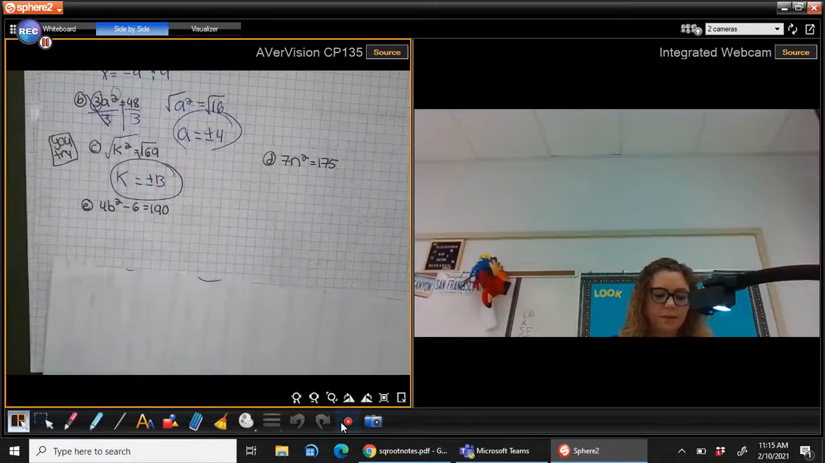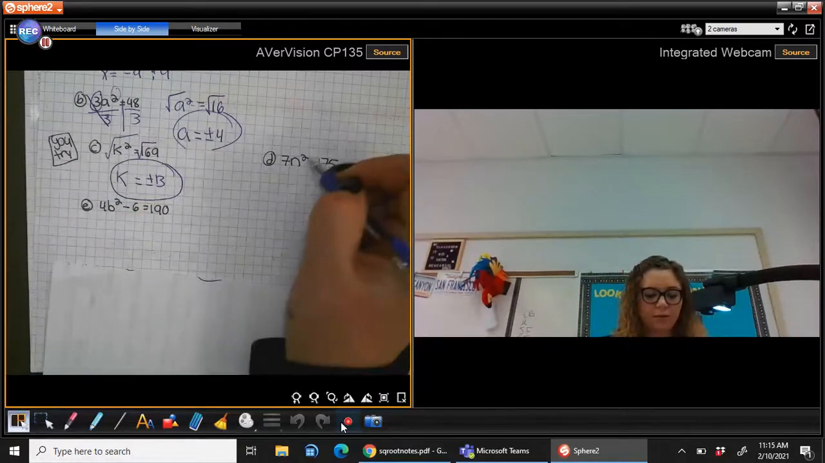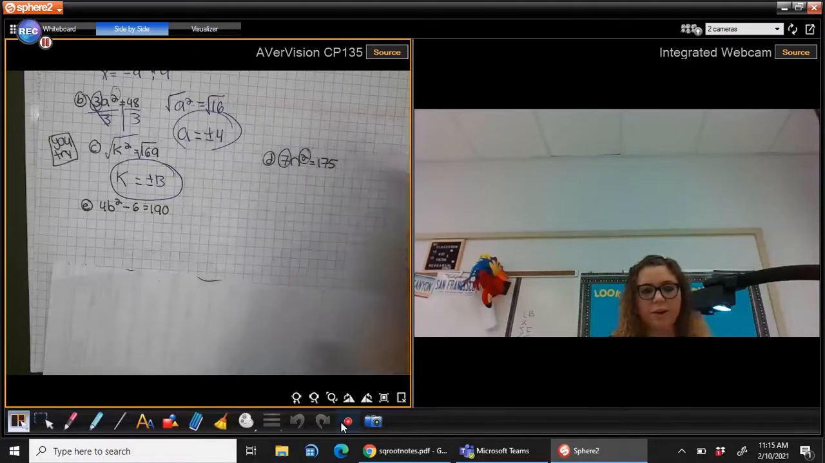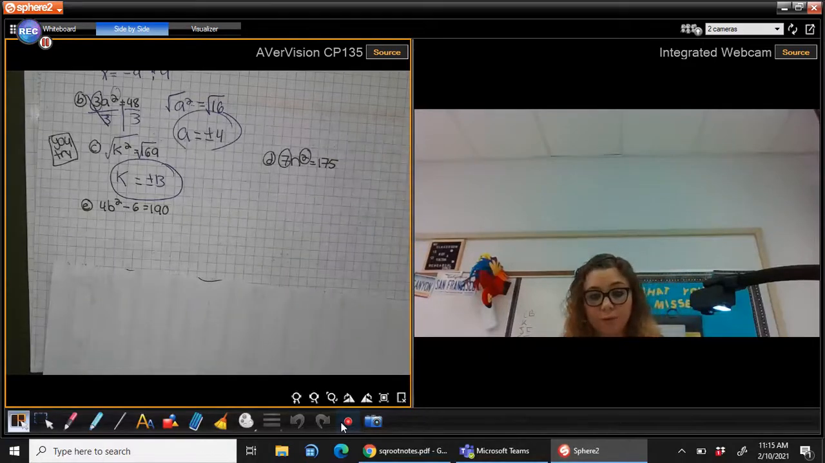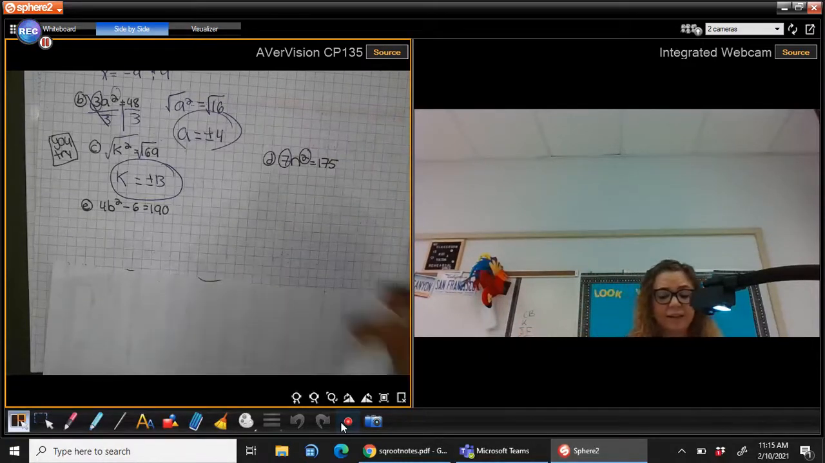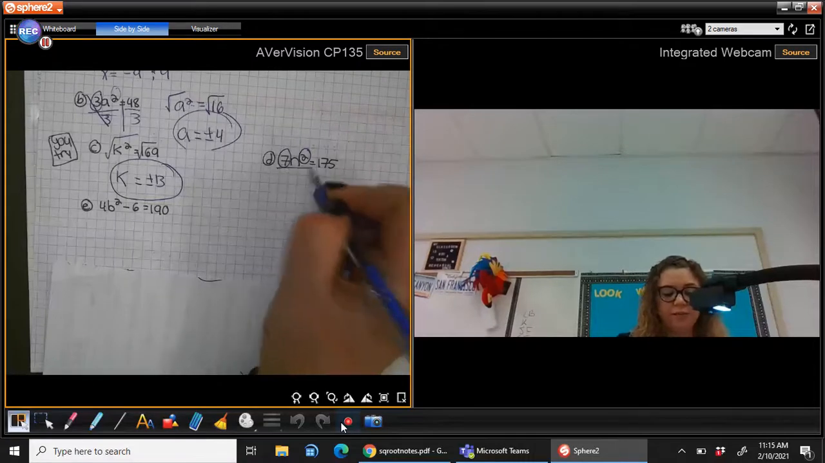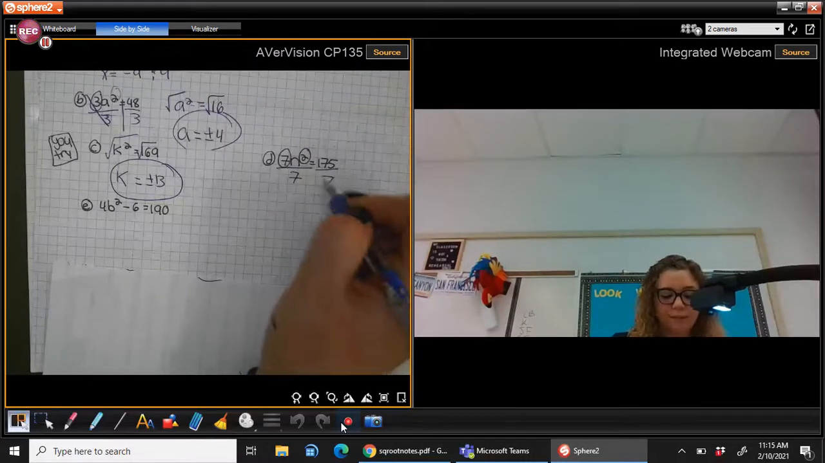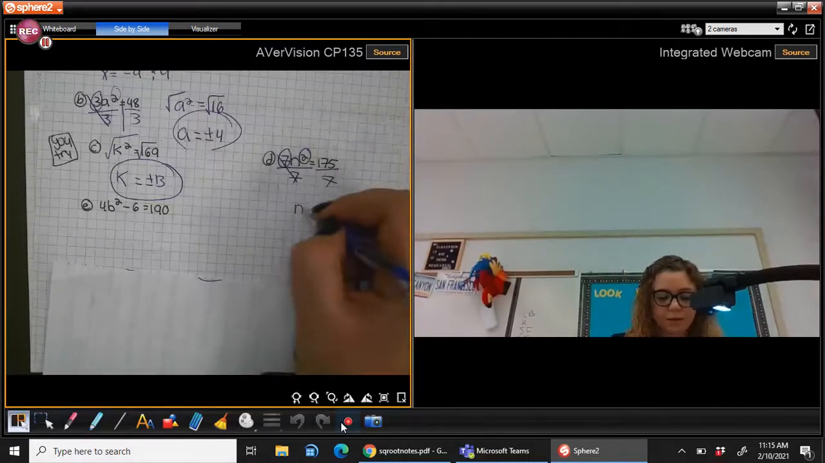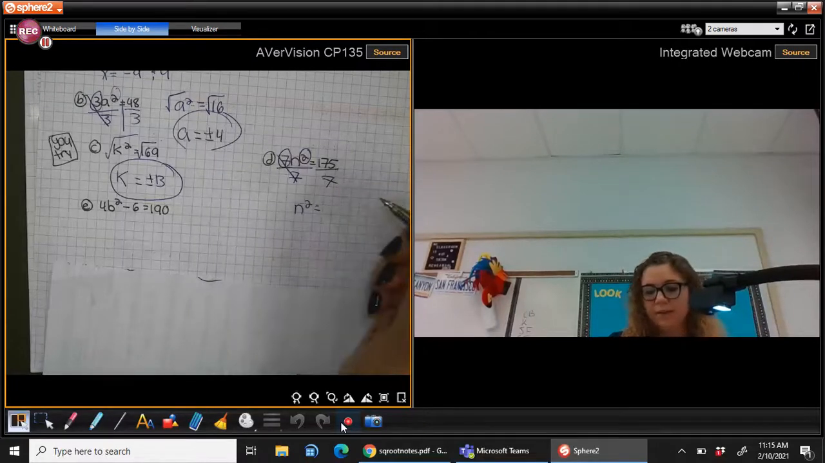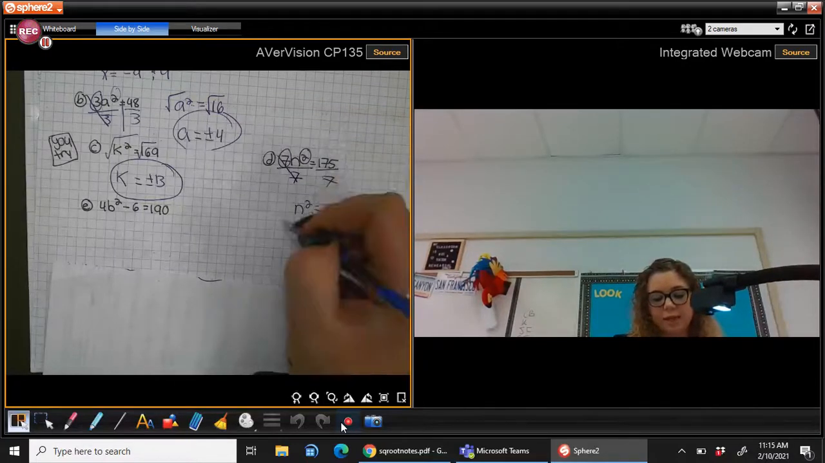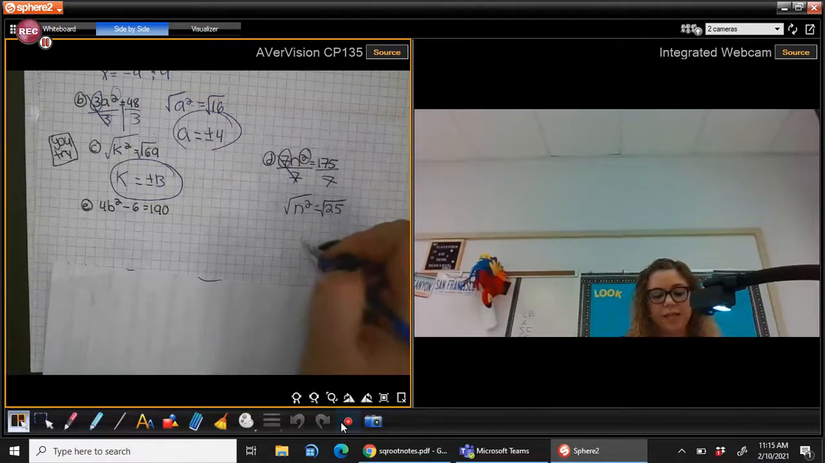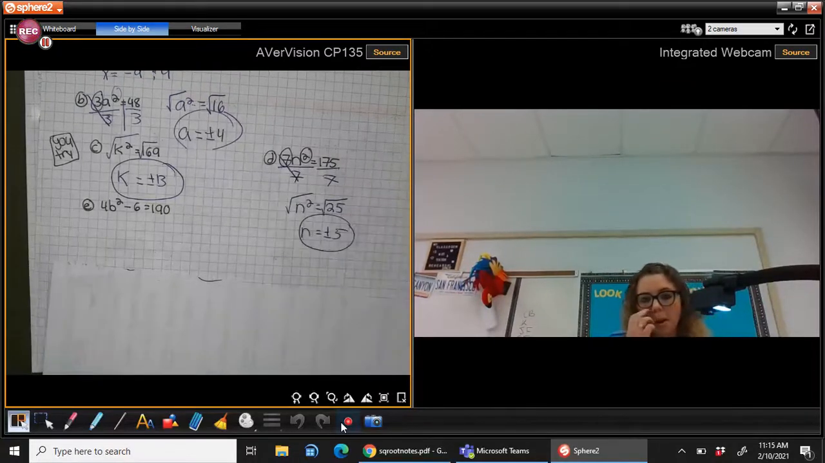Okay. D, again, the 7's in the way and the square is in the way, but we want to do the square. We want to take care of that part last. So inverse of multiplication is division. So divide both sides by 7. 175 divided by 7 is going to give me 25. Now I'm going to do inverse to get n by itself. And you have to do both sides. So I have n equals plus or minus 5. Okay.